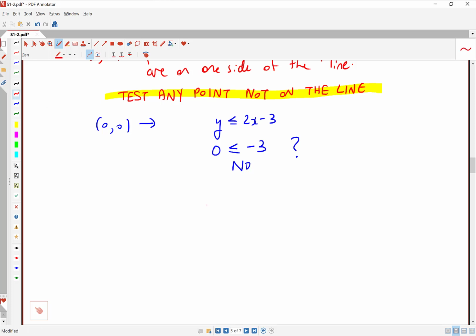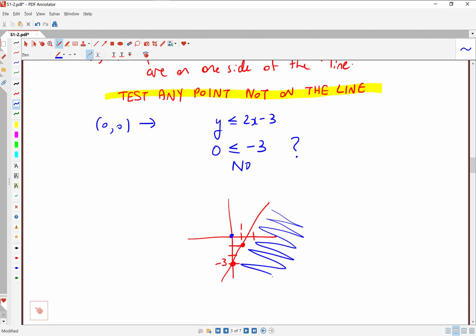So here's our final answer coming up. I'm going to make a new sketch of our line. Remember, we said the y-intercept was -3, and we said the slope was 2. So as we take a step to the right, y is increasing by 2. So there's our line. And we have tested the point 0, 0, which was right here, and we decided that that did not satisfy the inequality. So what that tells us is that all these points over here are the ones that satisfy the inequality.